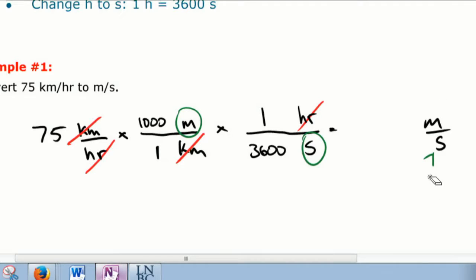Now this is where the math comes in. I have 75, 1,000 on the top, 3,600 on the bottom. So in my calculator, I'm going to go with 75 times 1,000 divided by 3,600. So 2 steps, 75 times 1,000 equals, divided by 3,600 equals, or you could probably just plug it all in in one go, and you end up with 20.8 meters per second.